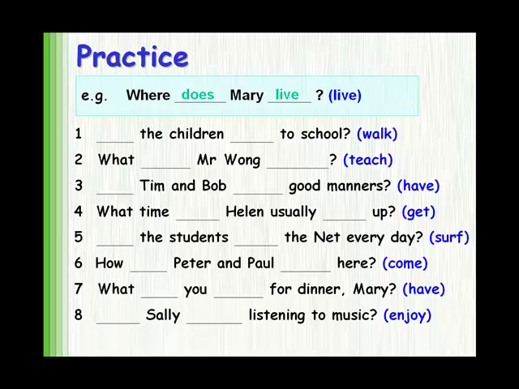Well, I hope you haven't cheated, and then you're back now to see if you filled in the spaces correctly, okay? Do the children walk to school? The children is plural, so we use do. What does Mr. Wong teach? Mr. Wong is a person, singular, a he, okay? So we use does. Do Tim and Bob have good manners? Tim and Bob are 2 people, it's plural, so we use do. What time does Helen usually get up?